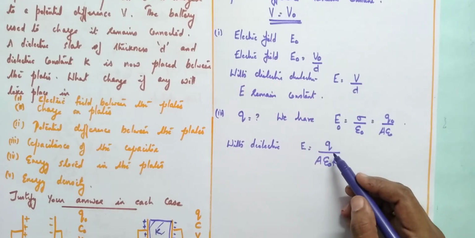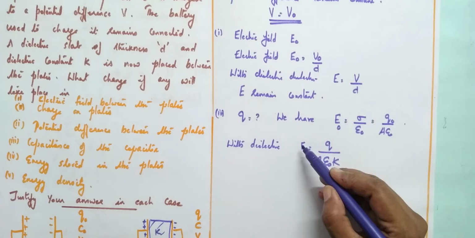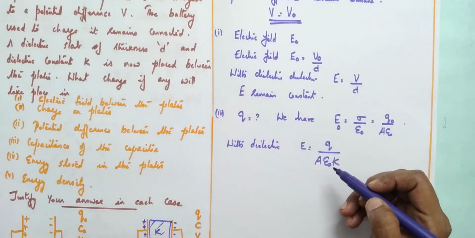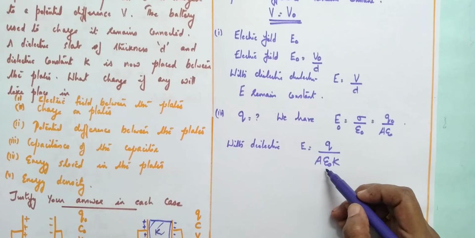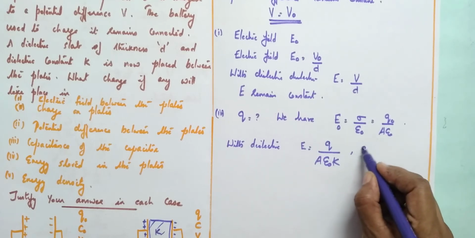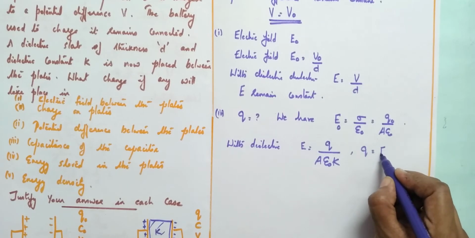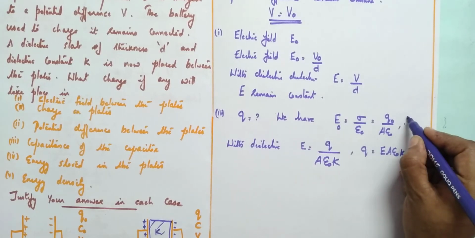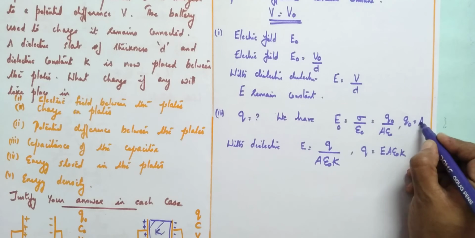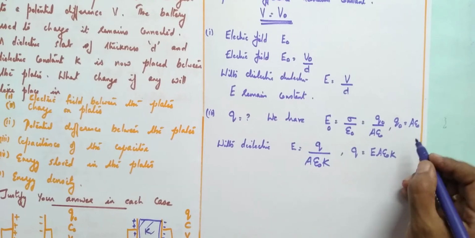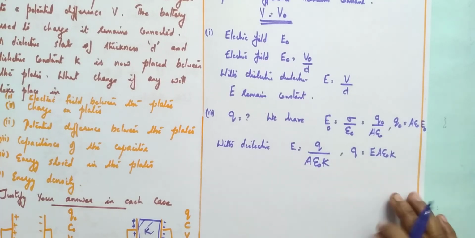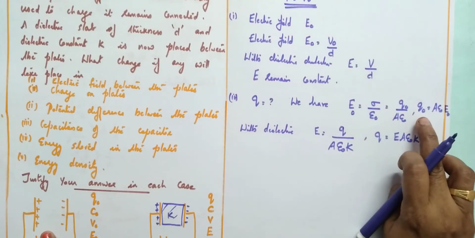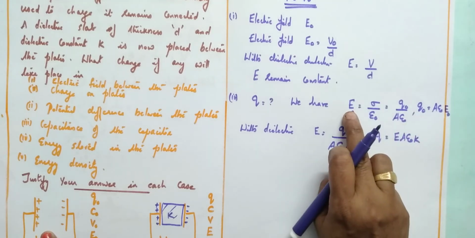Okay, so what happens to charge? That is the question. So electric field, is there any change? Electric field remains constant. Area remains constant. Epsilon 0 into K. So what happens to charge? We can write Q equals E into A epsilon 0 K. In the first case, we can write Q0 equals A epsilon 0 into E0. Okay, no? So in the first case, without introducing the dielectric, with air as the dielectric, we can write Q0 equal to A epsilon 0 into E0.